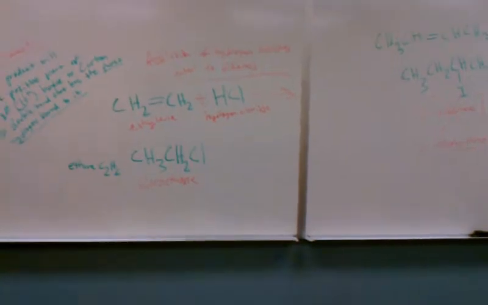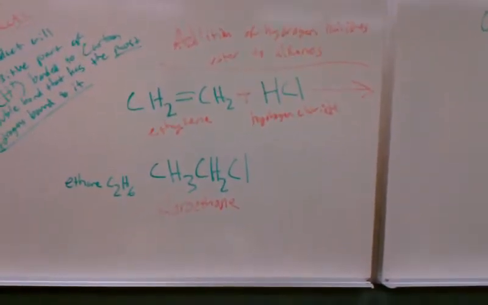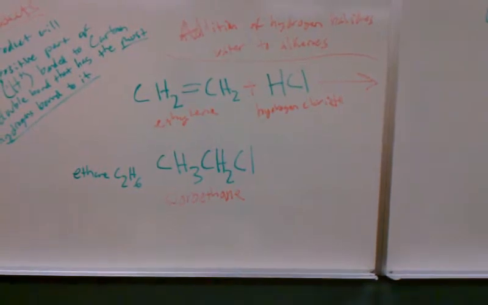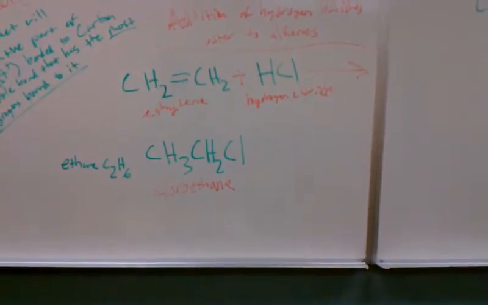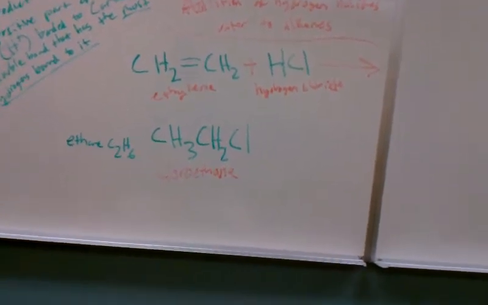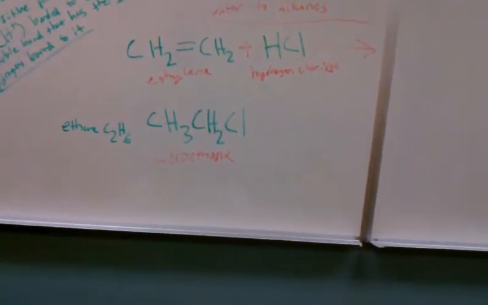Okay, this is a continuation of the addition of hydrogen halides and water to alkenes. So here we have the first example: ethylene plus hydrogen chloride. As you can see, since both of the carbons on that double bond have the same amount of hydrogens bound to them, there's only one product. There's no major or minor product, just one, and that's chloroethane.